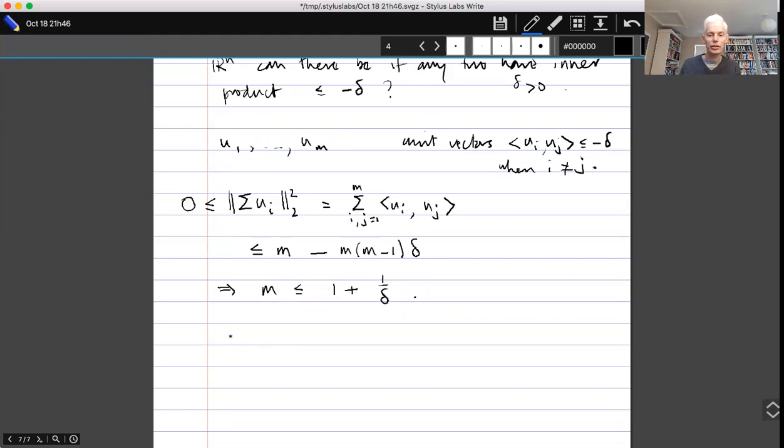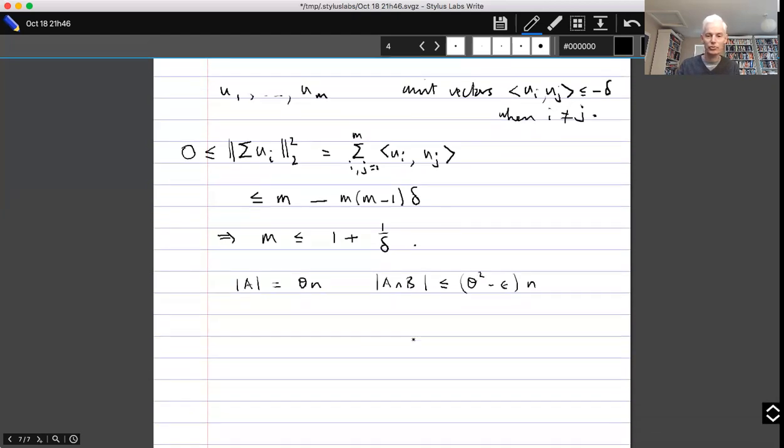I might just add quickly that this argument generalizes very easily. So supposing our sets each had size theta n, and supposing we know that distinct sets have intersection of size at most theta squared minus epsilon n. So a bit smaller than what you get in the random case. Then again, you'll get a bound that is independent of n for how many sets like that you can choose.